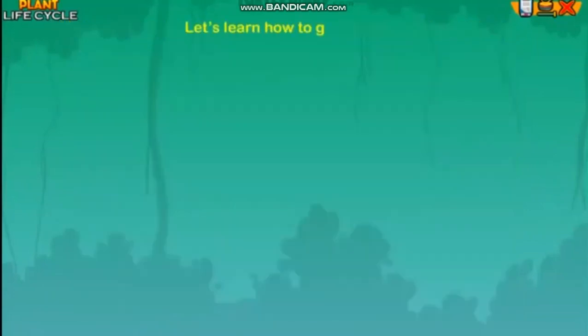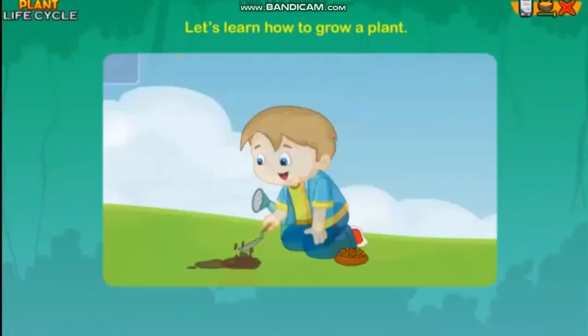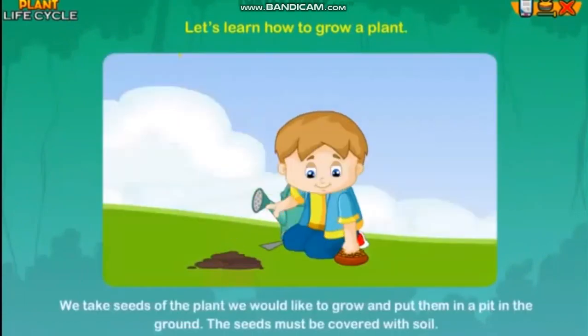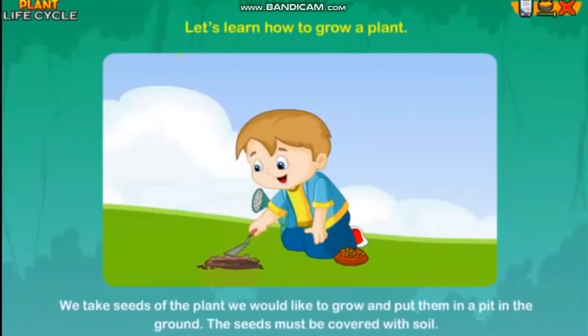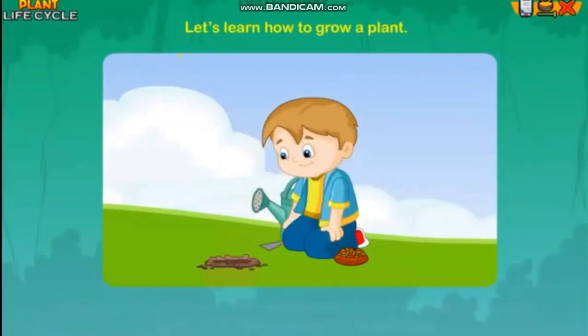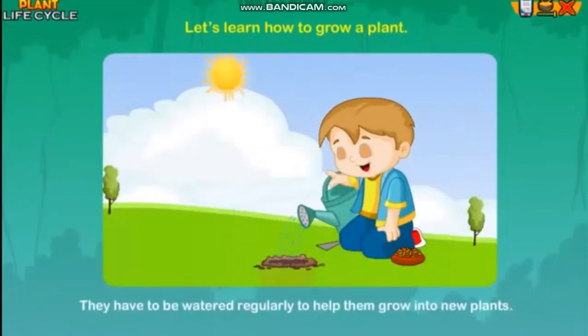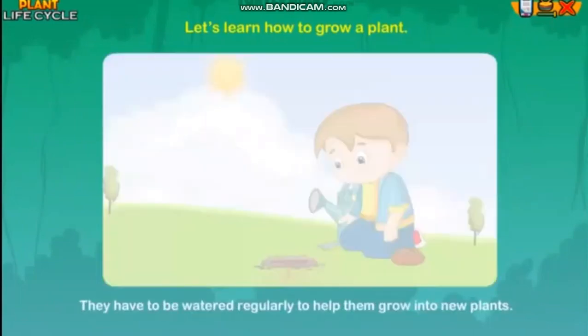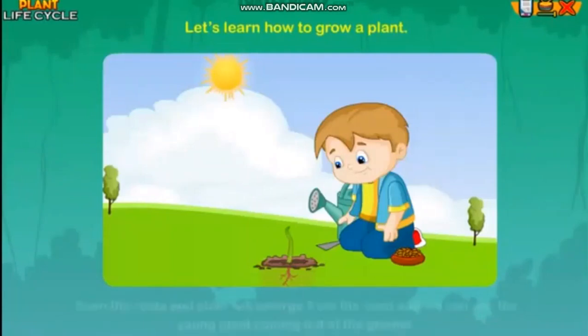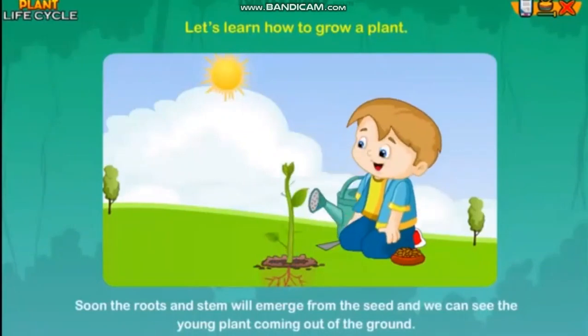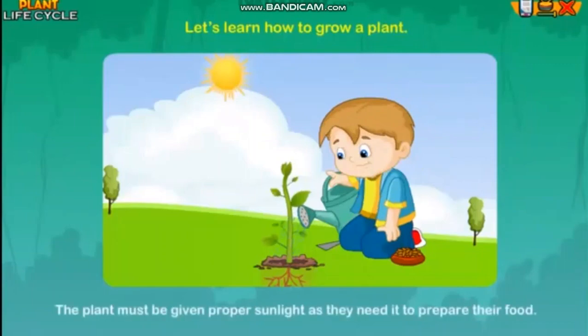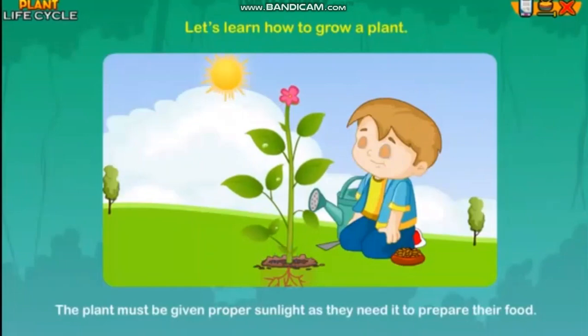Let's learn how to grow a plant. We take seeds of the plant we would like to grow and put them in a pit in the ground. The seeds must be covered with soil. They have to be watered regularly to help them grow into new plants. Soon the roots and stem will emerge from the seed, and we can see the young plant coming out of the ground. The plant must be given proper sunlight as they need it to prepare their food.